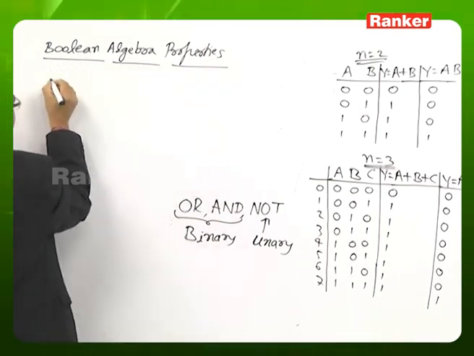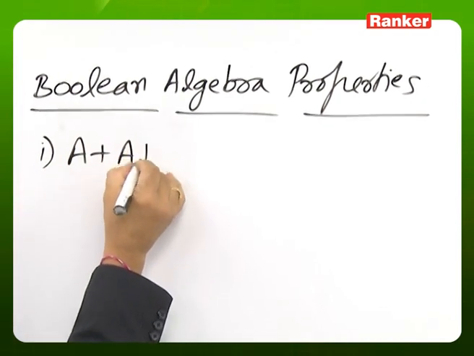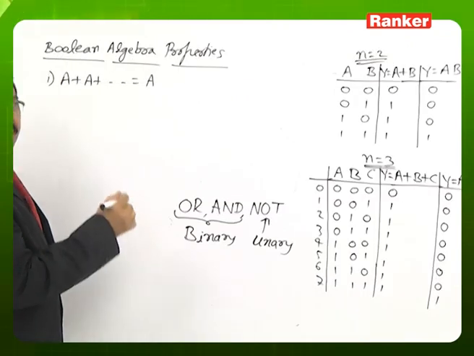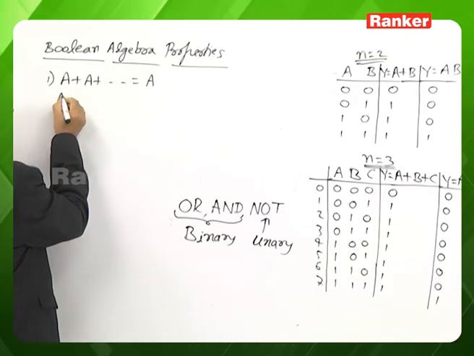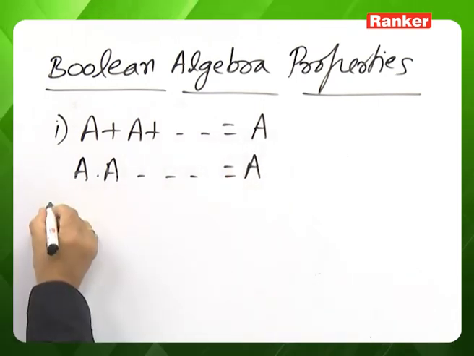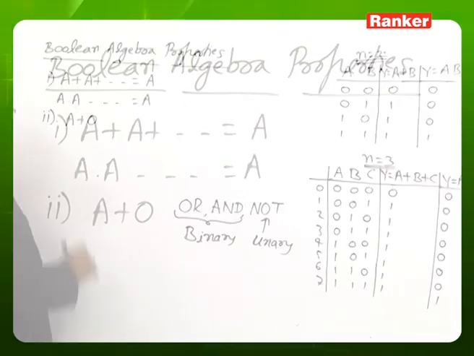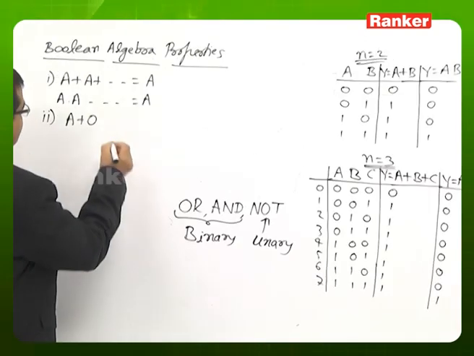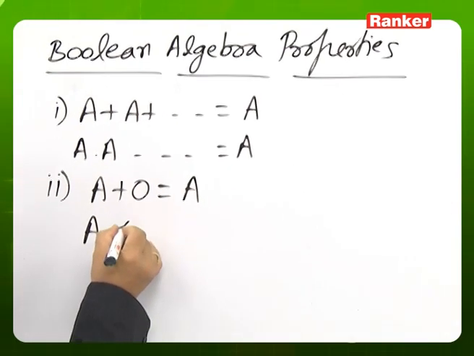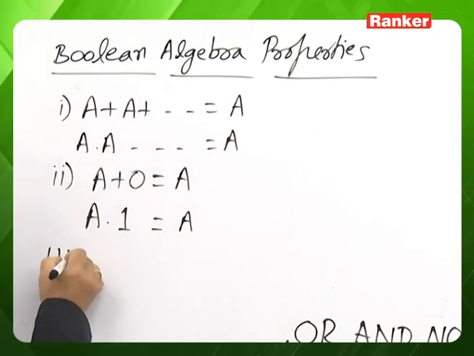If A is having OR operation with itself any number of times, it is A. If A is having AND operation with itself any number of times, it is A. If A is having OR operation with a Boolean constant 0, it is A. If A is having AND operation with a Boolean constant 1, it is A.